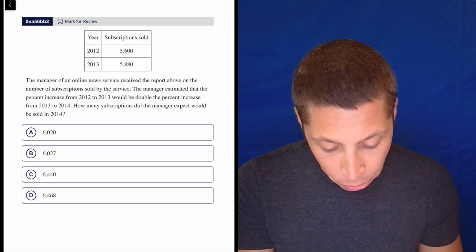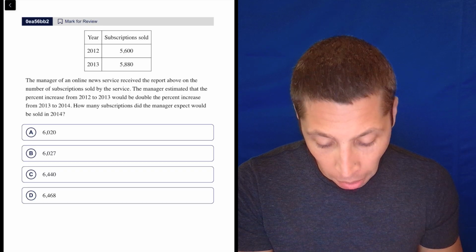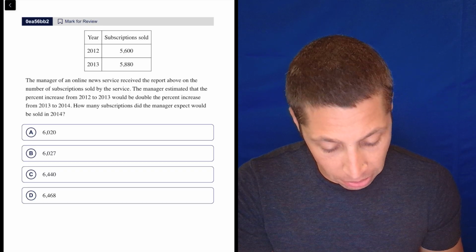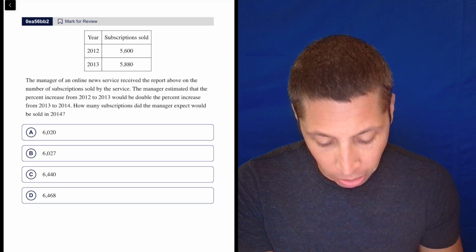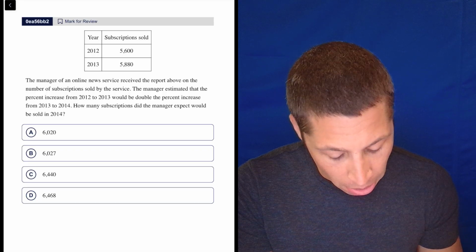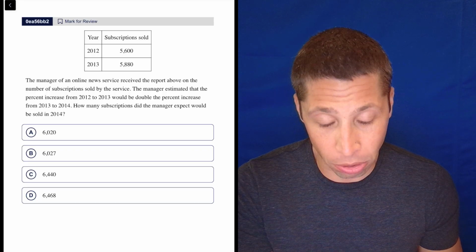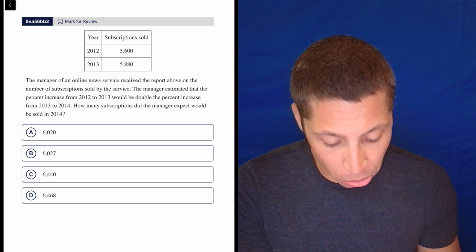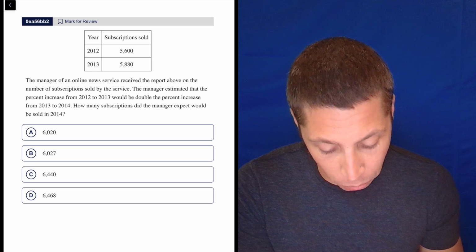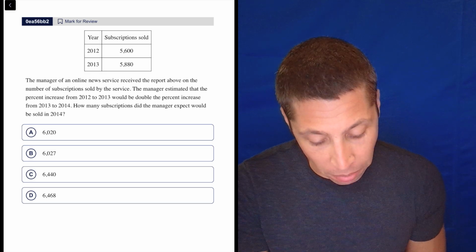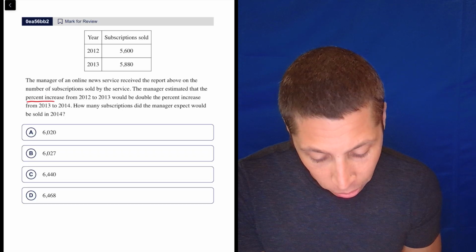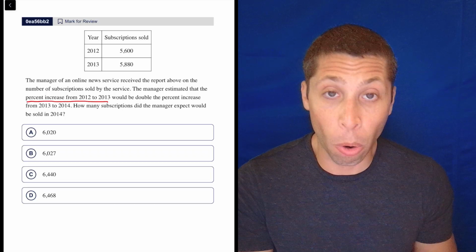The manager of an online news service received the report above on the number of subscriptions sold by the service. The manager estimated that the percent increase from 2012 to 2013 would be double the percent increase from 2013 to 2014. How many subscriptions did the manager expect would be sold in 2014? So first, we have to work with what we got, right? We need the percent increase from 2012 to 2013, and those are the only numbers we have.